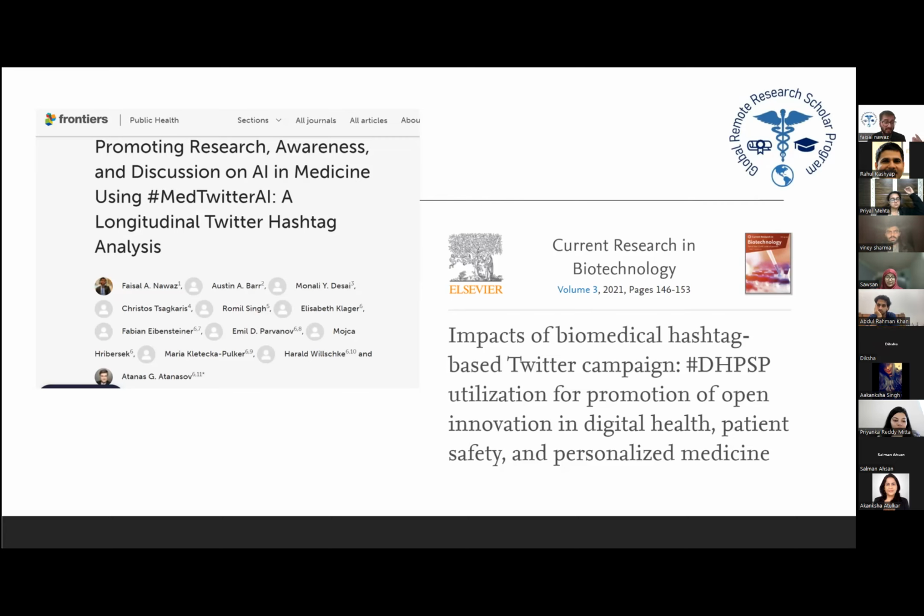So this was a hashtag that I created on my own. And through enough awareness, this became a popular hashtag on Twitter. So that's one way to have a hashtag out there. You create your own if you think it's not there, or you can study hashtags that already exist and you can publish about them. So this particular paper was published in the Frontiers in Public Health Journal. You've got another one in Current Research in Biotechnology.